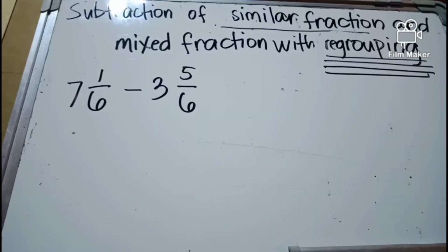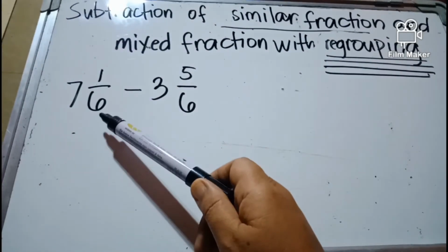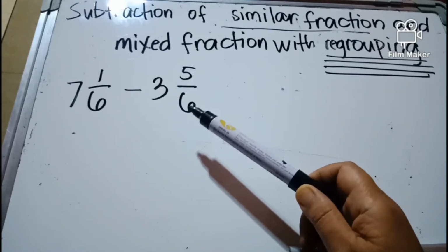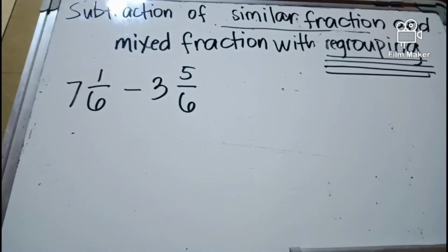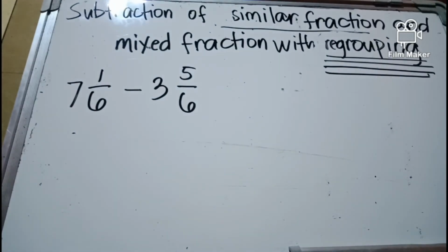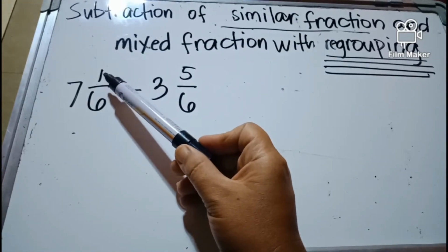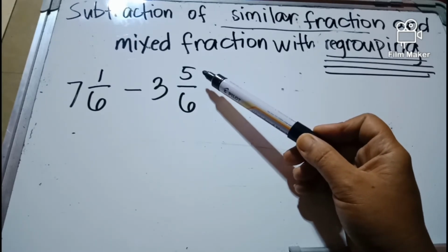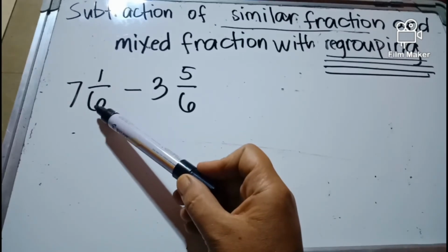Another example of a fraction na kailangan nating mag-regroup is 7 and 1/6 minus 3 and 5/6. Kung napapansin natin, parehong mixed fraction yung ating example. So, as we can see, our minuend is smaller than the subtrahend. So, kailangan nating mag-regroup. So, saan ba tayo kukuha?